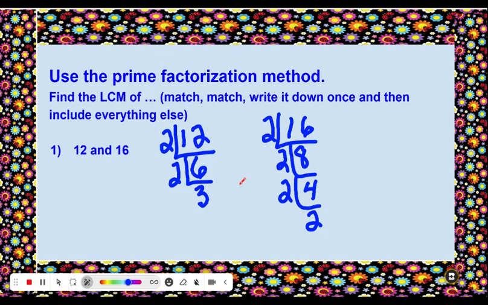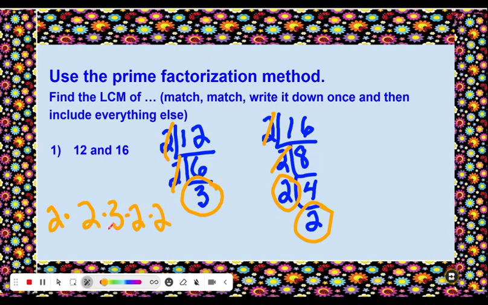2 and 2. And then once again, we match, write it down once. Is there anything else that matches? Yes, match, write it down once, and then include everything else. So 2 times 2 is 4. 4 times 3 is 12. 12 times 2 is 24. 24 times 2 is 48. So the least common multiple of 12 and 16 would be 48.